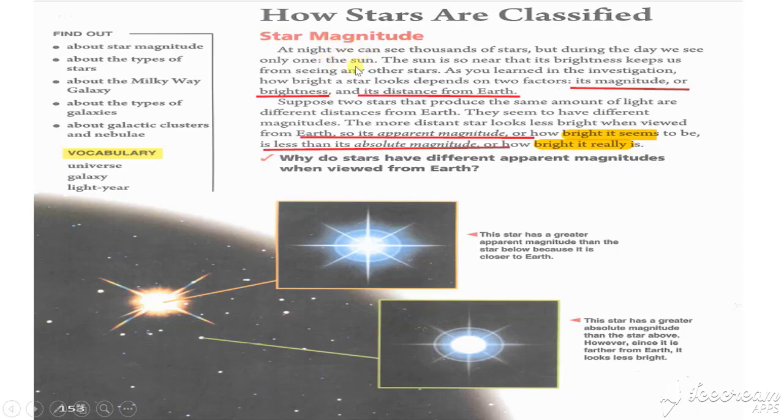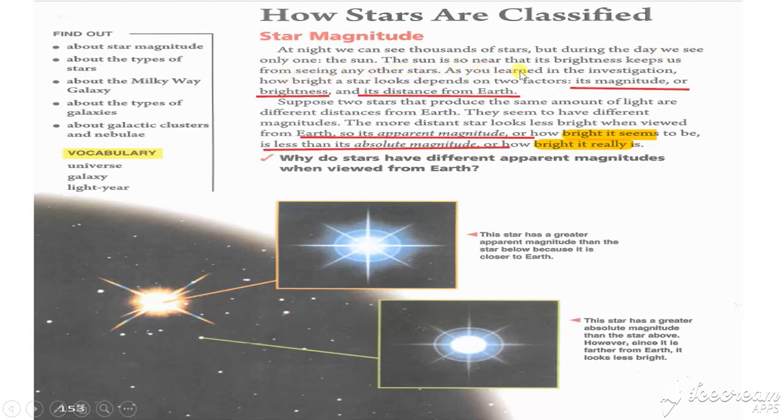It is the sun. The sun is so near that its brightness keeps us from seeing any other stars. The sun is so near to the earth that its brightness keeps us from seeing any other stars.